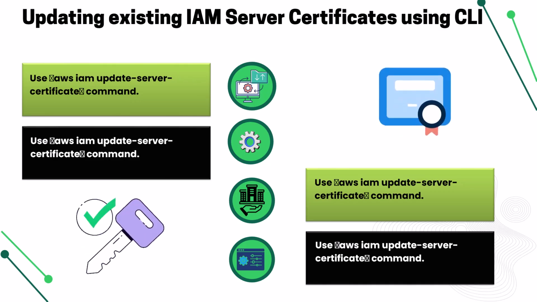Simple, right? Updating certificates is like renewing your passport. You need fresh details. Use aws iam update-server-certificate and provide the new certificate info. IAM permissions must allow updates, or AWS will say access denied. Once updated, verify the changes using the list command. Keeping certificates fresh ensures secure communication, so don't let them expire.